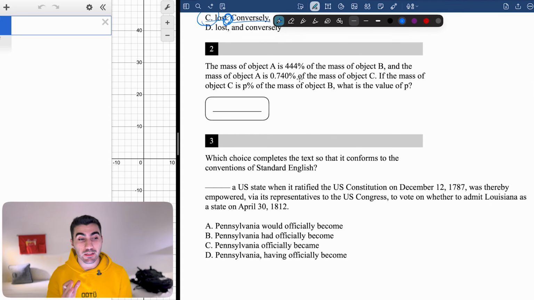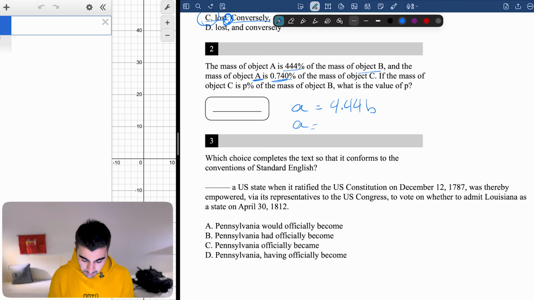Cool. Next question that we have is a percent question. There's always a percent question in the exam. So this question is asking us, the mass of object A is this much percent of the mass of object B. So translate. Always translate. Mass of object A, so I'm going to say A equals this much percent, meaning 4.44 times the mass of object B. So B.